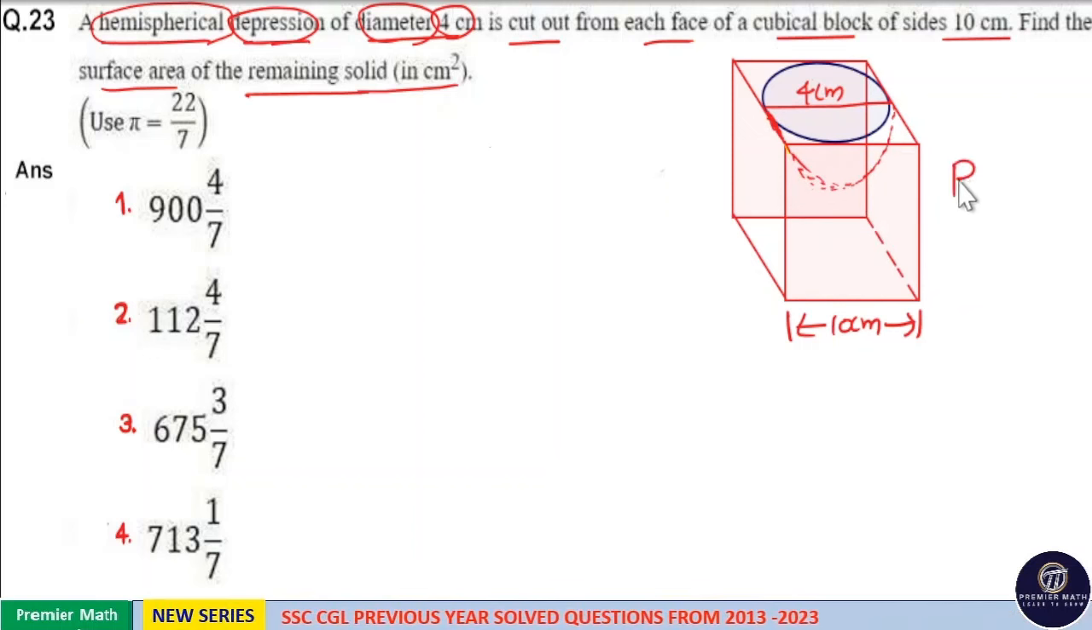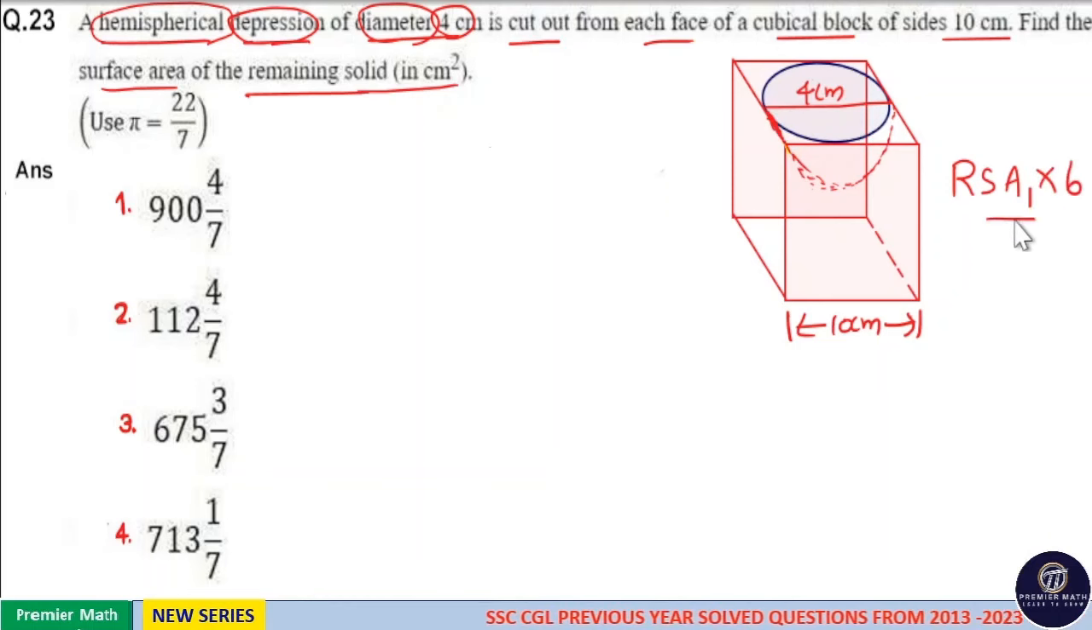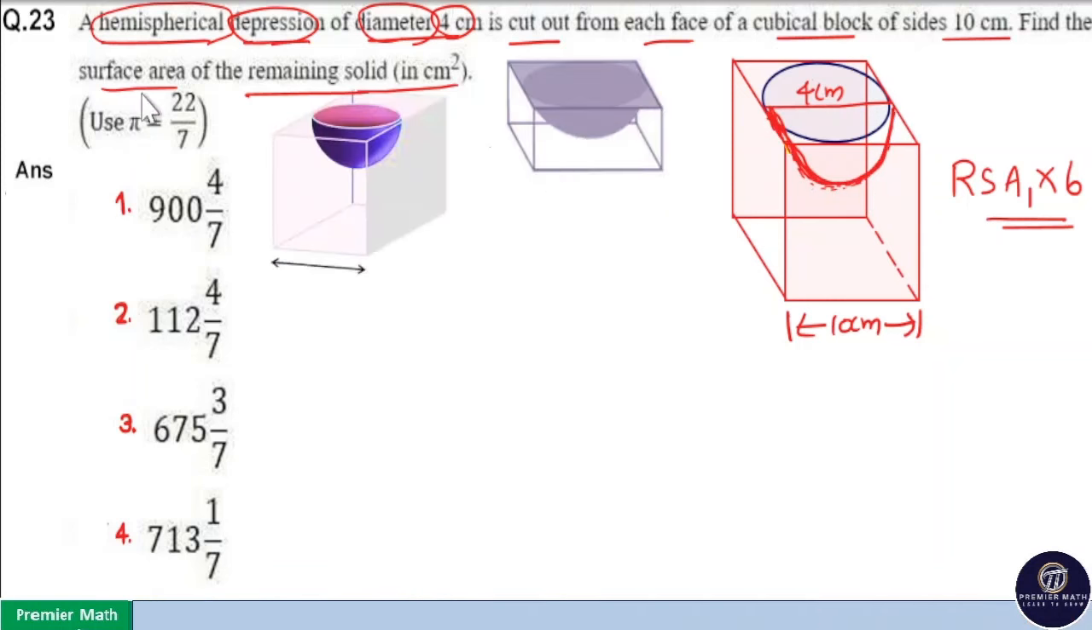Now we have to find the remaining surface area of this cuboid, and to find that, find the remaining surface area of one face. Then multiply it with 6. That is your answer. Here, take the top face. Now, when you remove this hemispherical depression, you will create an additional curved surface area. If you look at this image, you will understand.